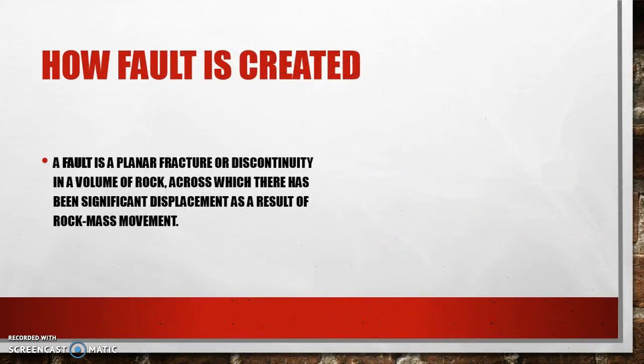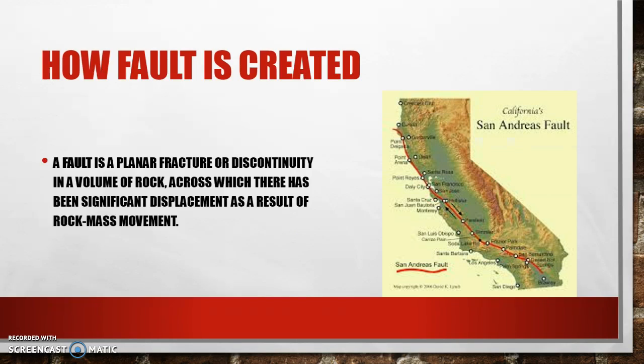How a fault is created. A fault is a planar fracture in the volume of rock across which there has been significant displacement as a result of rock mass movement. An example of this in real time is the California San Andreas Fault. You can see how long it is across the state, and it just spreads.